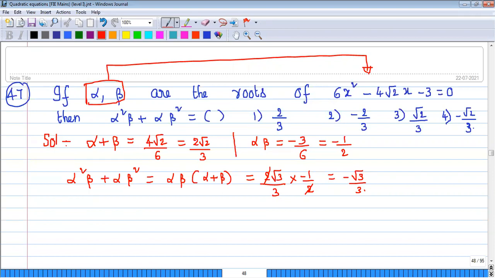Minus 3 by 6 is minus 1 by 2. That is root 2, sir. You wrote root 3. Yes, that's correct. So alpha beta equals to minus 1 upon 2. Alpha plus beta is equal to 2 root 2 upon 3. 2 will cancel. So now we have minus root 2 upon 3. Fourth option is the right option.